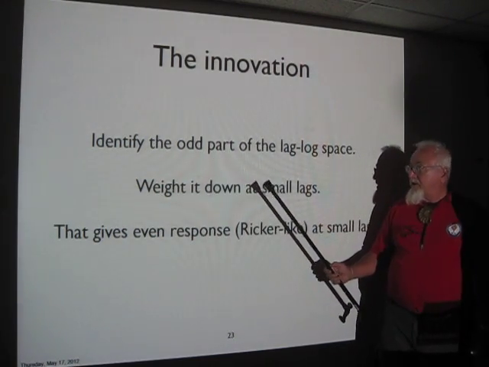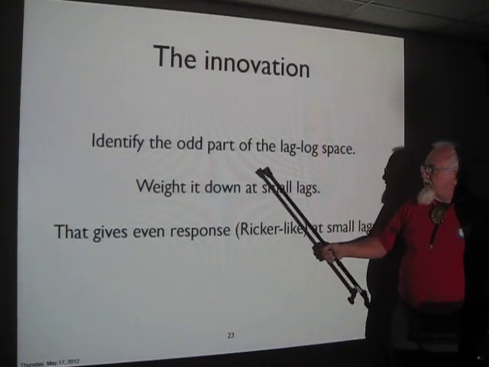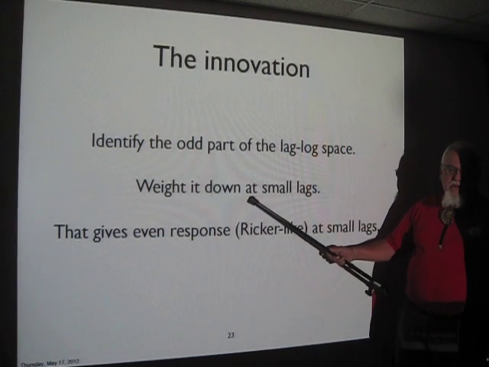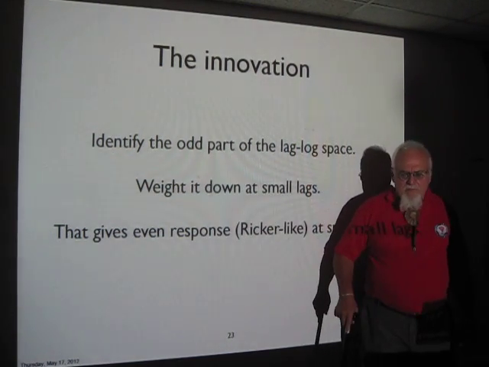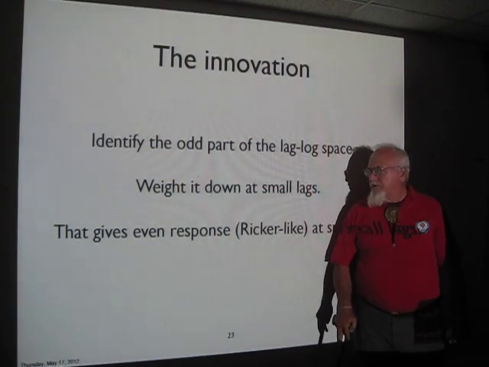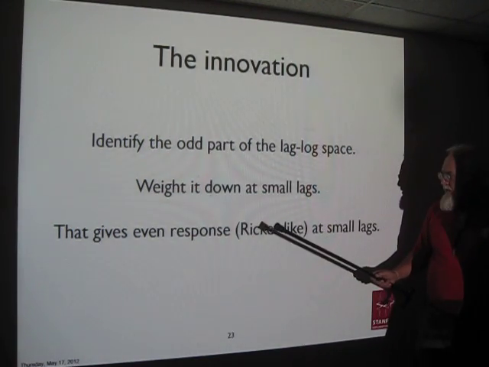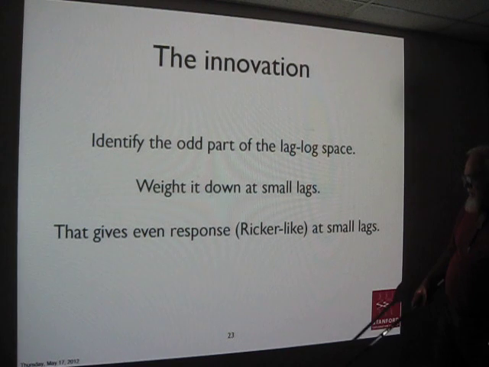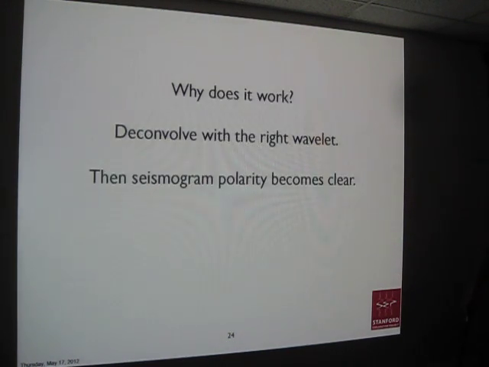You can't touch it. So you take the odd part at small lags, just weight it down, and you can have a weighting function of your choice. I simply used a cosine weight. There may be reasons for some weights over another. I haven't looked into that. But that's going to give you the Ricker-like response at small lags.